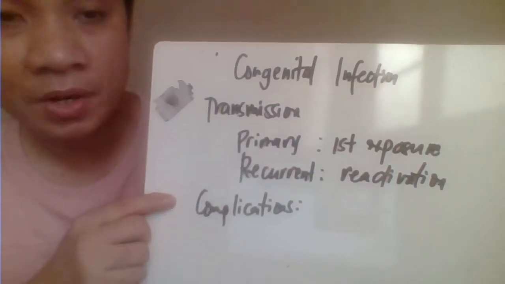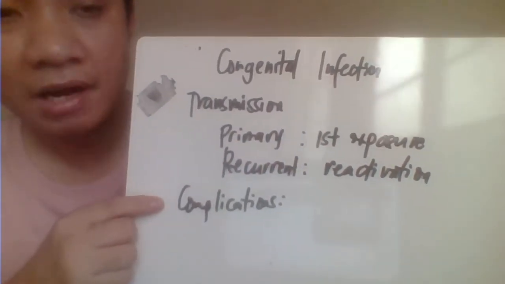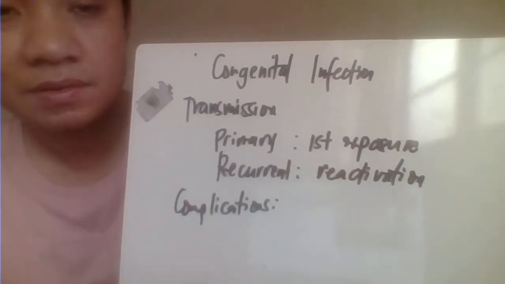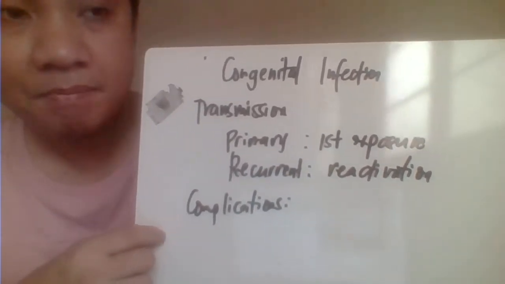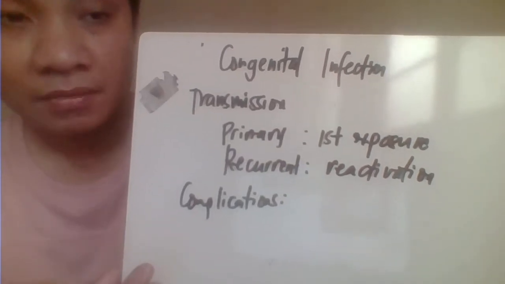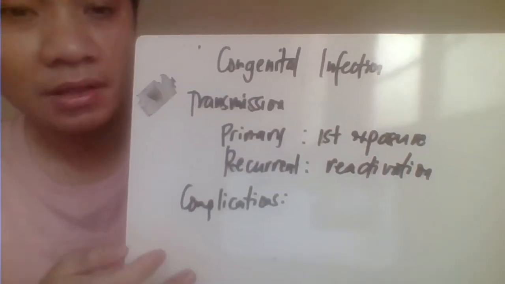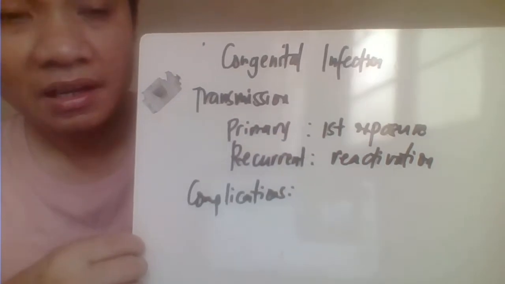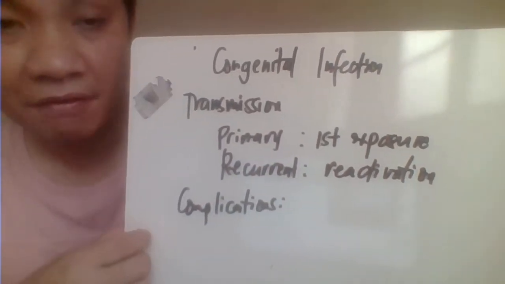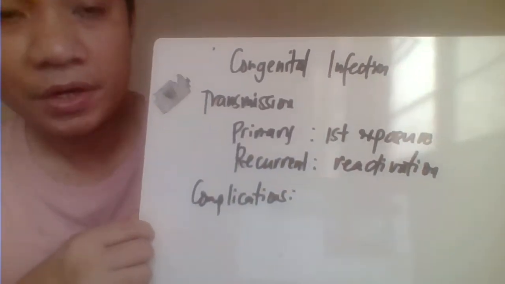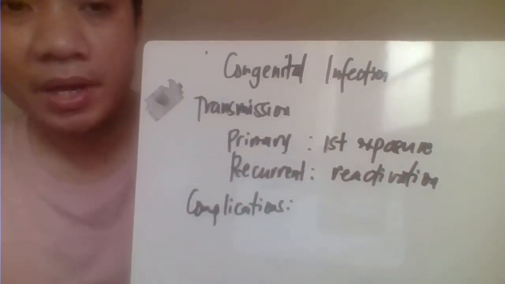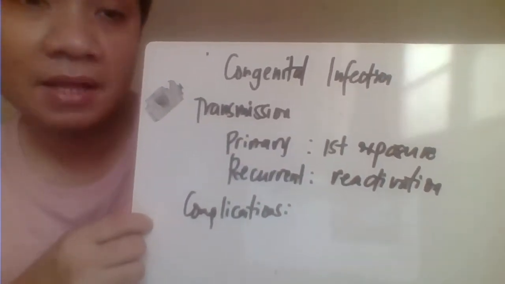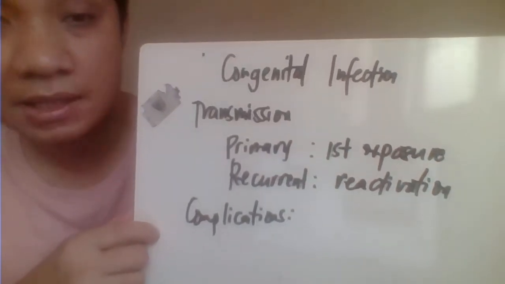For the complications, the baby is born out of the mother infected by the virus. If the baby is premature, the baby dies. But if the baby is able to live or survive during the delivery, or like hindi siya premature, then again, the baby will grow with some mental impairment and some health abnormalities pa din.